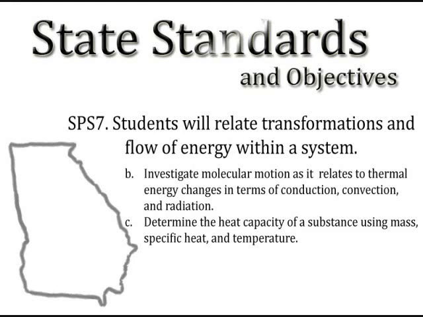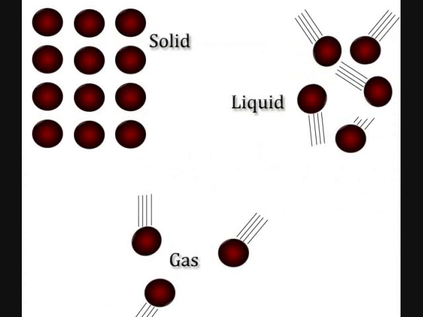Before we get started, let's take a quick look at our state standards. We're going to be using SPS 7, and it says students will relate transformations and flow of energy within a system. We're going to look at B and C specifically. B says that we're going to investigate molecular motion as it relates to thermal energy changes in terms of conduction, convection, and radiation. The C part says that we're going to determine the heat capacity of a substance using mass, specific heat, and temperature. Let's quickly examine some phases of matter and phase changes.